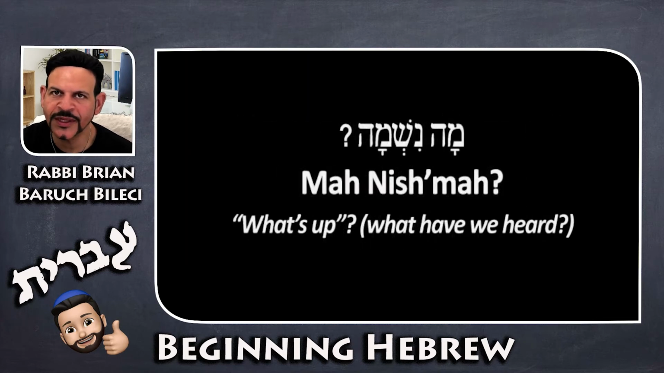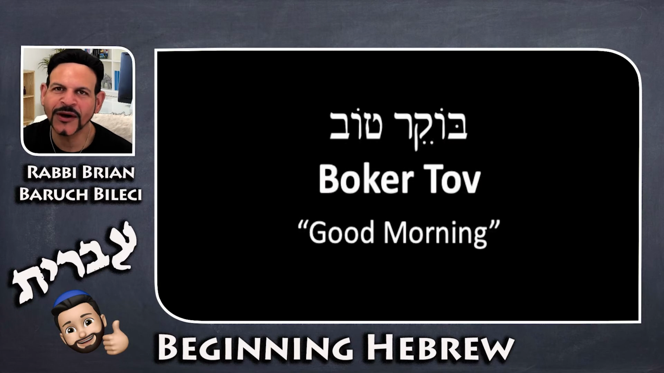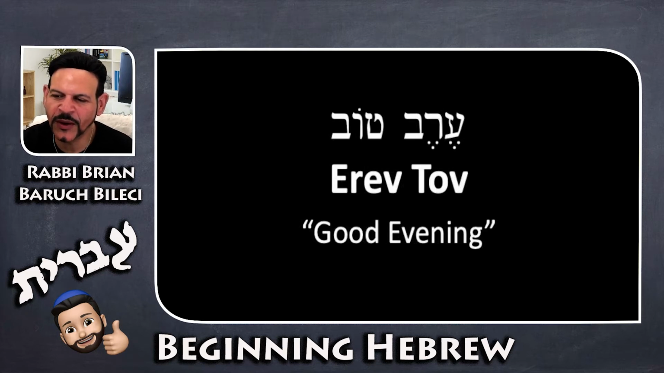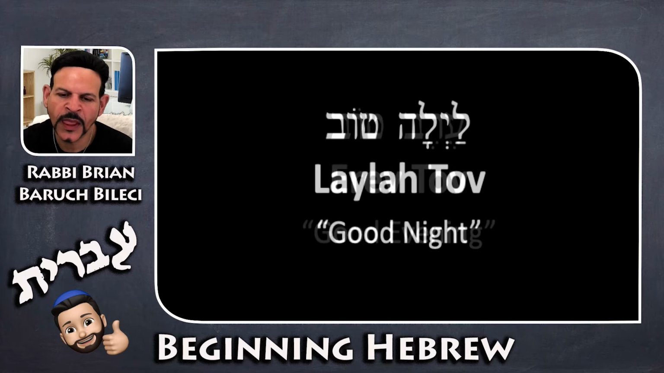And if you just want to be simple, you can say manishma. What have we heard? What's being heard on the street? What's up? So Boker Tov will greet someone in the morning. I say Boker Tov to India, South Africa, Australia, all those people that are enjoying the morning time right now, and we're in the evening preparing for nighttime, and Erev Tov would be evening for those in my time zone. And tonight we'll close saying Laila Tov.